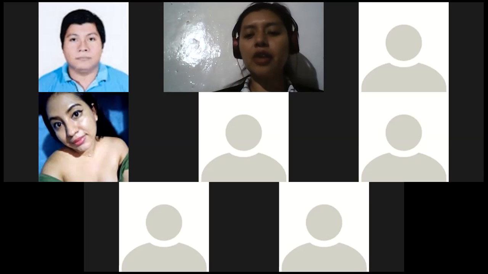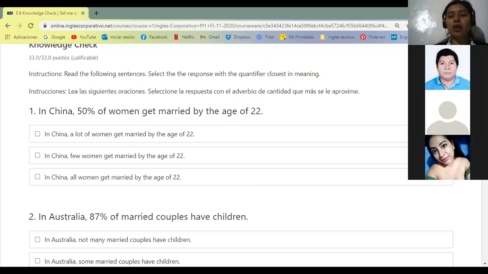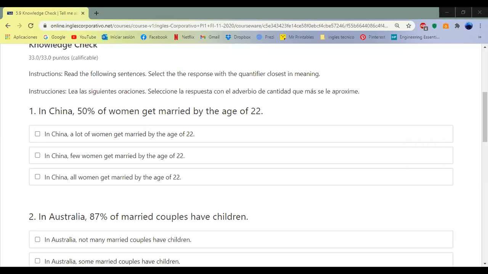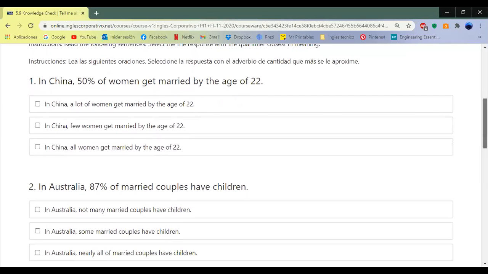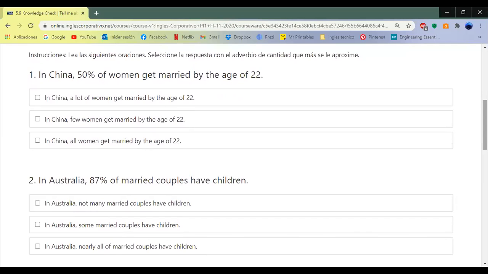Okay, thank you, Gerardo. So I know that most of you have already worked on these exercises, but this is just as a review. You can see that here, number one says, in China, 50% of women get married by the age of 22. So if we are using a quantifier, which is going to be the correct option?